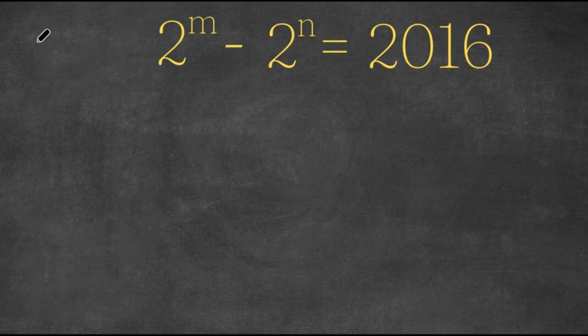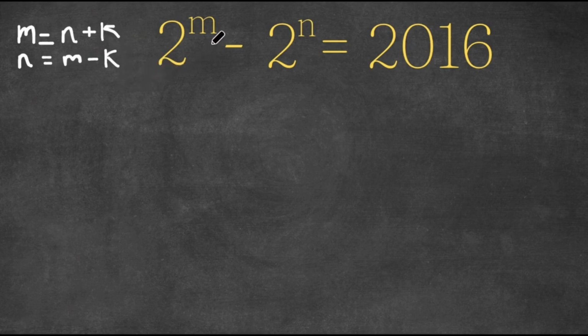What I'm first going to do is set m equal to n plus k, k being a constant. If this is true, then we also know that n is equal to m minus k, and k is a constant. Now I'm going to replace m with n plus k.